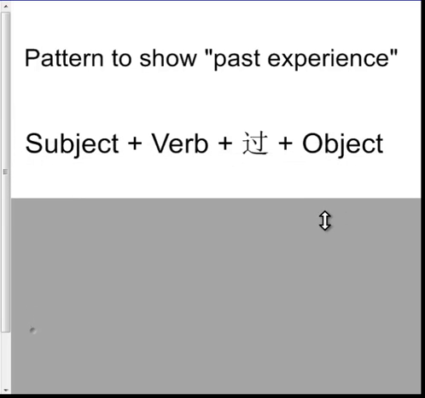So the first thing that we wanted to look at is the pattern for this. This is the basic pattern, and it's really simple. You just have a subject, a verb, then you insert the word "guo" directly after the verb, and then have an object. So let's take a look at a few examples. First one is 我去过中国, and this has the meaning that I have been to China. I have had the experience of doing this before.